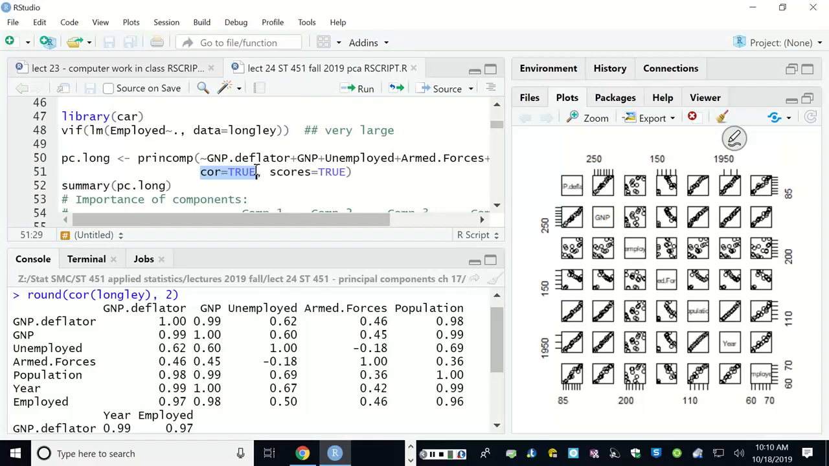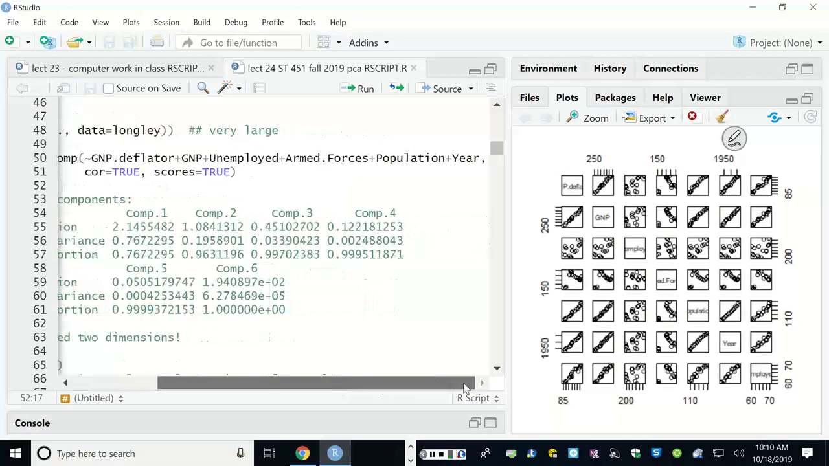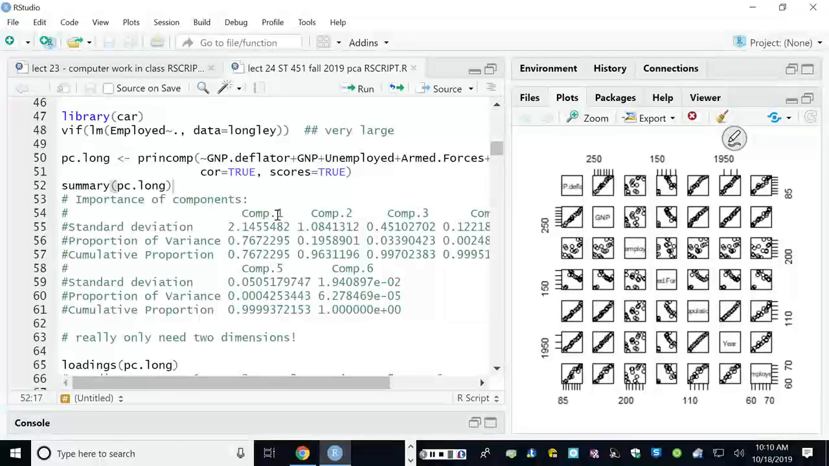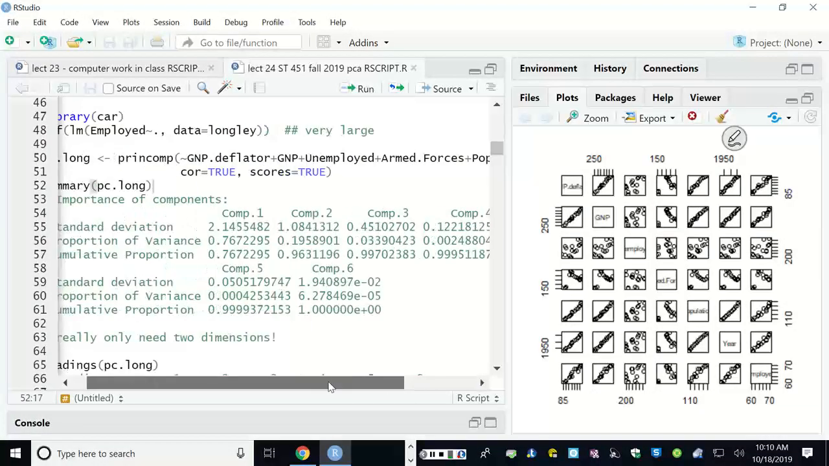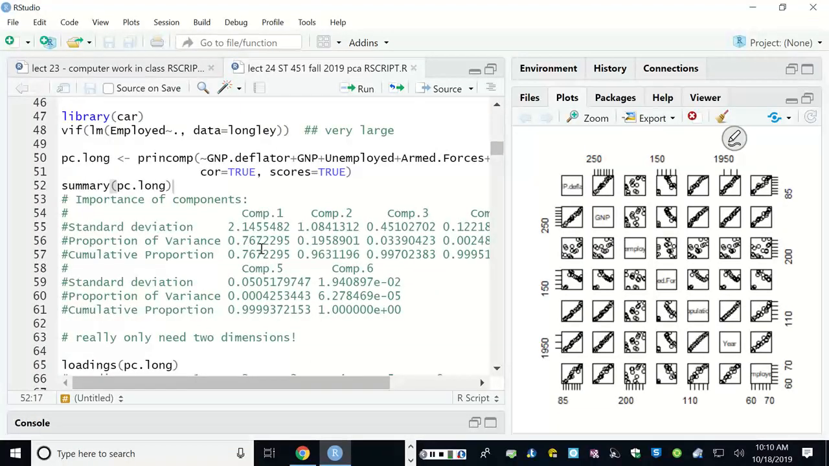And this one says to keep the principal component scores that would come out of that. Right? So if we run that, we get this summary, and it will show us something about 6 principal components. There were 6 variables in there. And one thing it gives is the proportion of variance associated with that one dimension. In this case, between these 6 variables, about 77% of the variance in the space of the x's seems to be just in one direction, right?